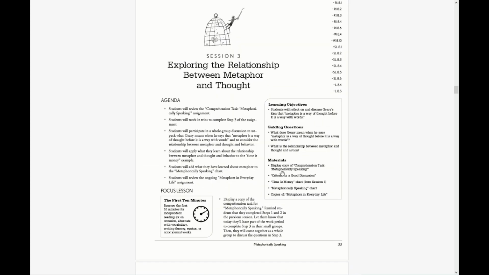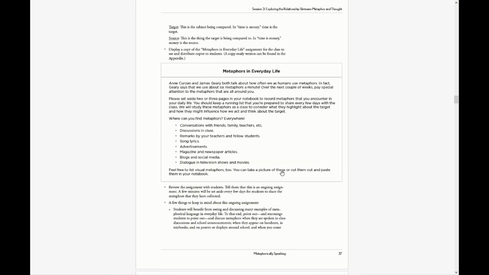In session 3, we get to have some more discussion about that. And we get to introduce the metaphors in everyday life task. So for this task, students are asked to begin looking for metaphors all around them. That can be metaphors that show up in conversation, metaphors that show up in song lyrics, metaphorical language that shows up in advertisements, in anything they see online. They're everywhere once you start looking for them.